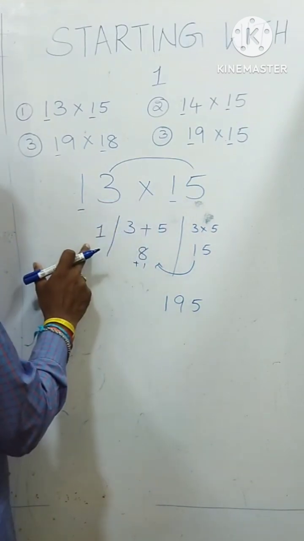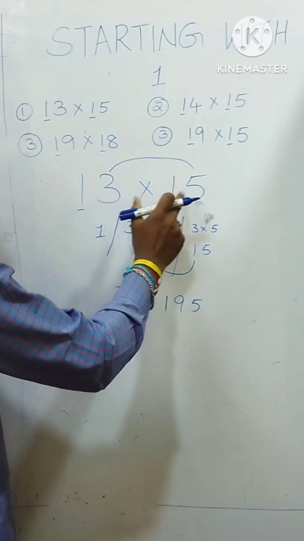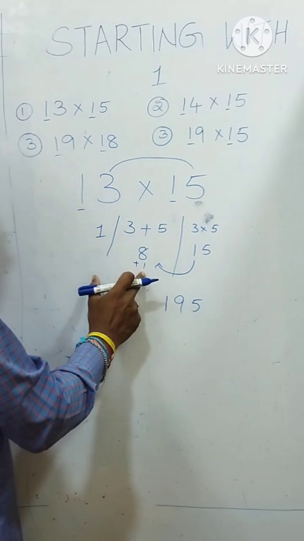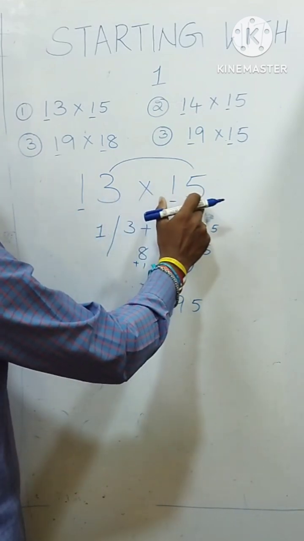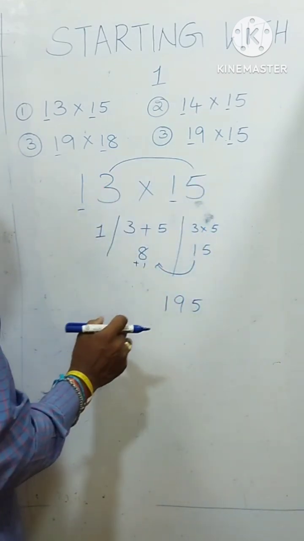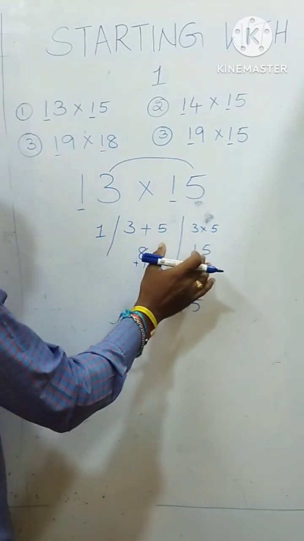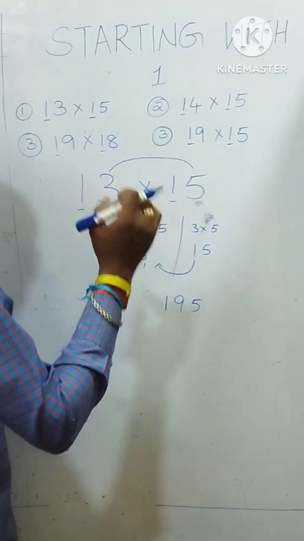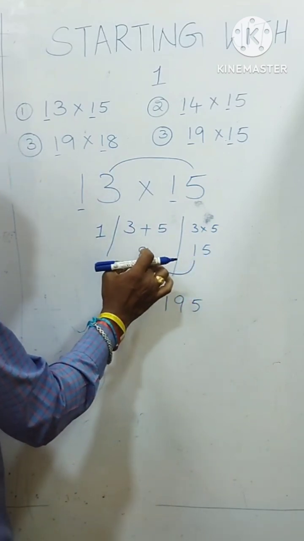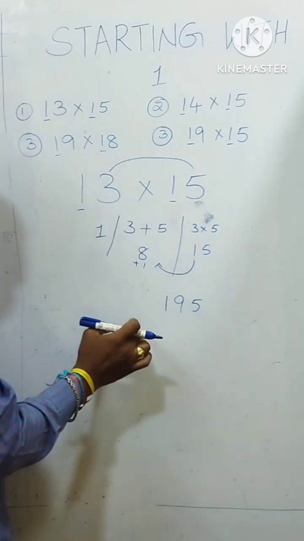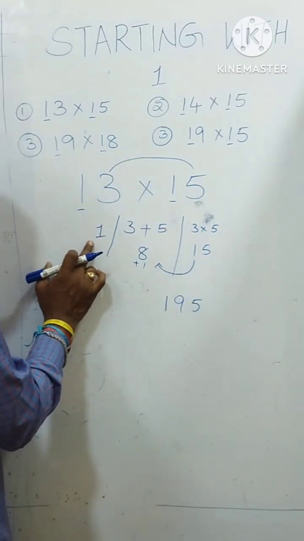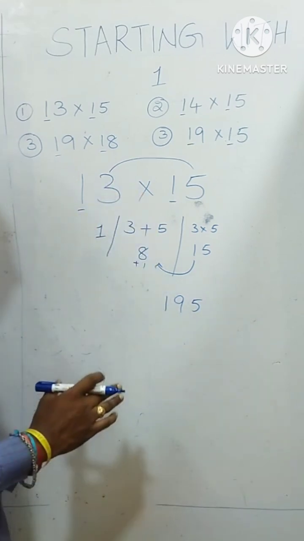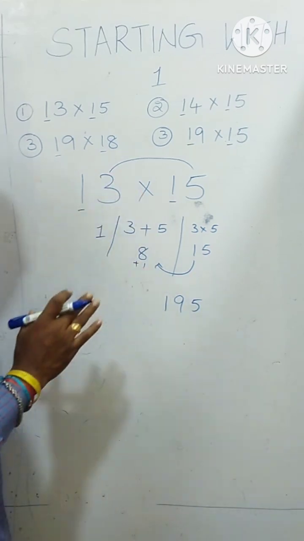Again, I will repeat. 1 into 1 will become 1. 3 plus 5 become 8 in the middle. 3 into 5 become 15. So now, with the help of this, we will write the final answer. First, we will take 1's digit 5 here. 1 will be carry forward. 8 plus 1 become 9. Again, this 1 is there. That 1 we will write here. The answer is 195.